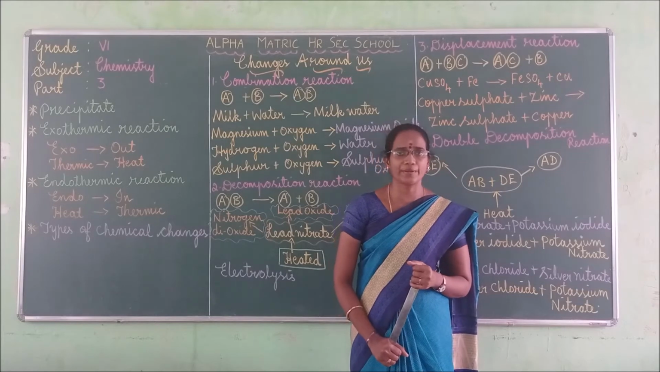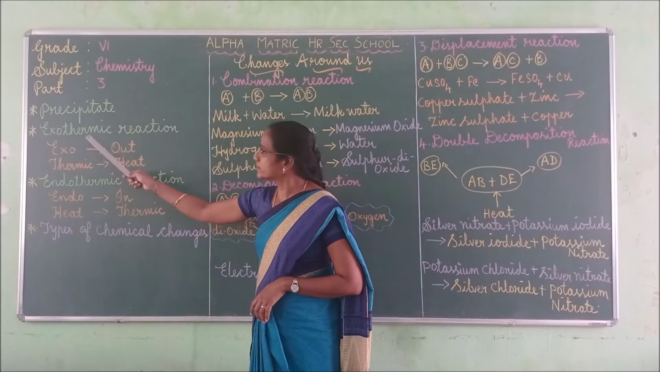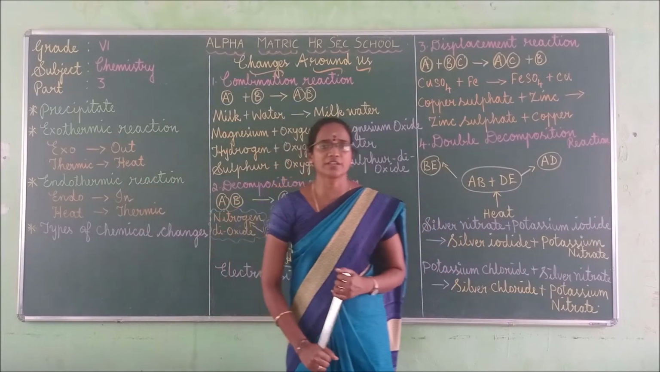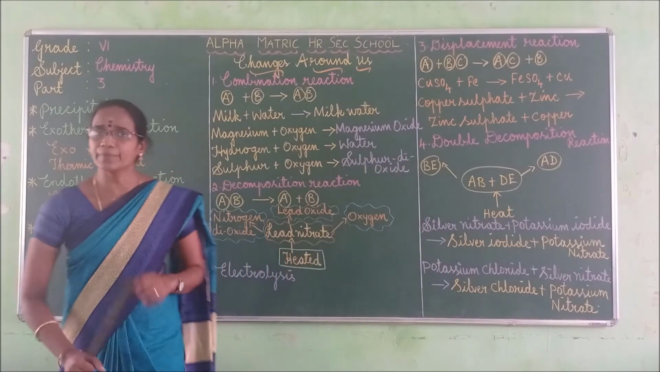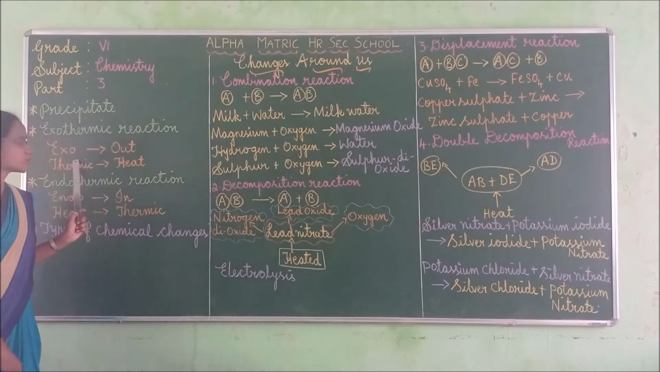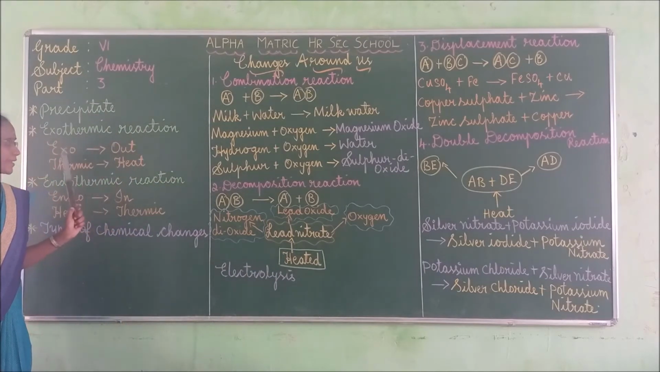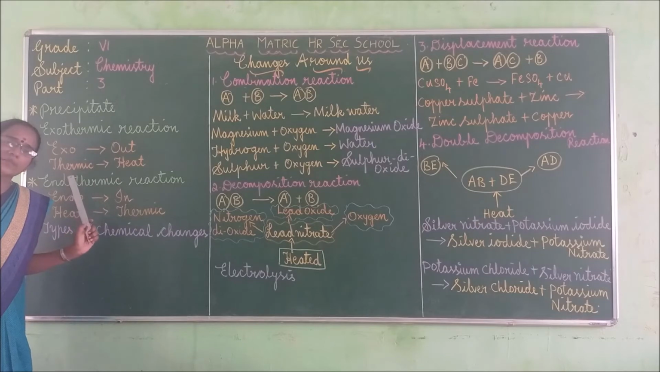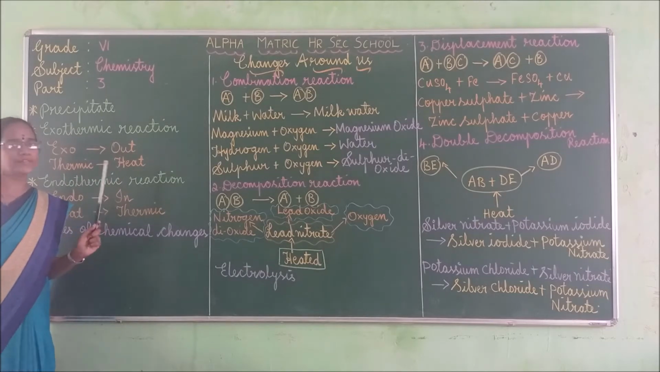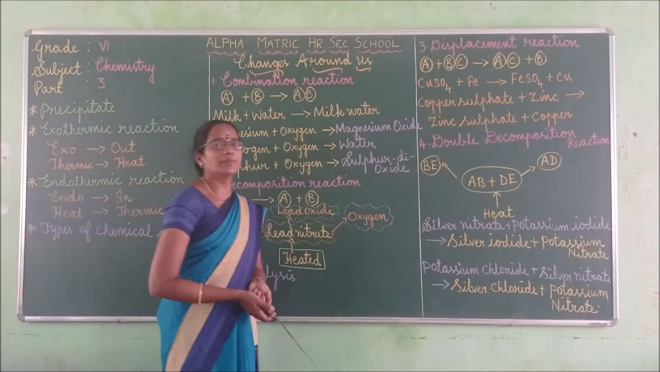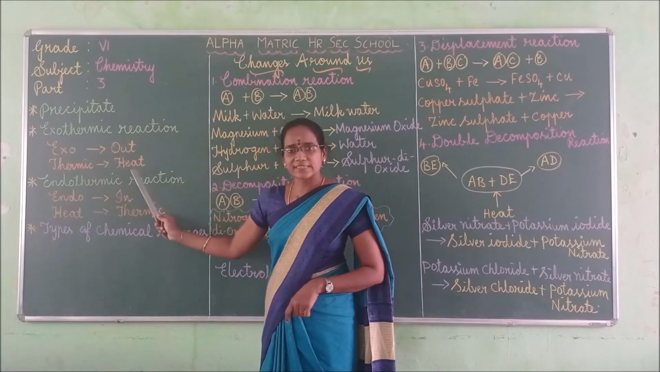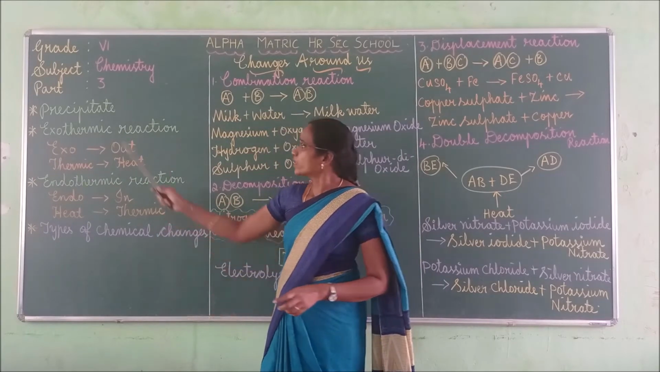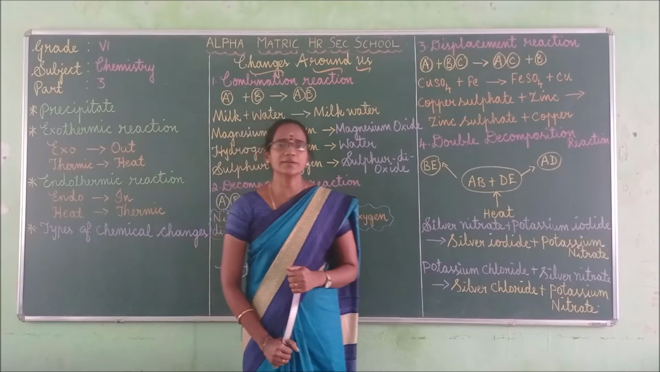This is called precipitate. Next one is exothermic reaction. What is meant by exothermic reaction? What is the meaning of exo? Exo means out. Whereas thermic refers to heat. What is the meaning of thermal? Thermal means heat. So exo means out, thermal means heat.